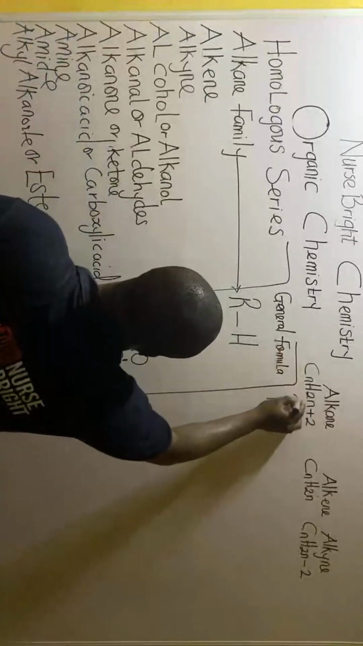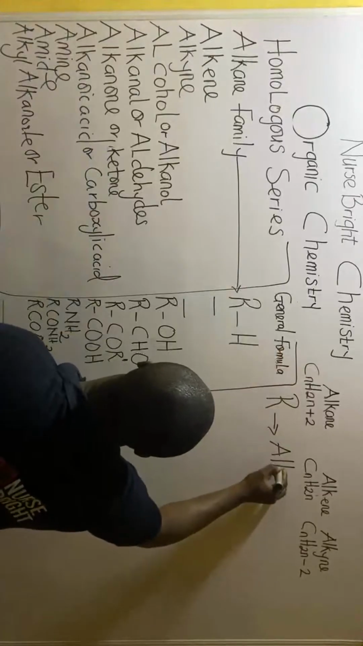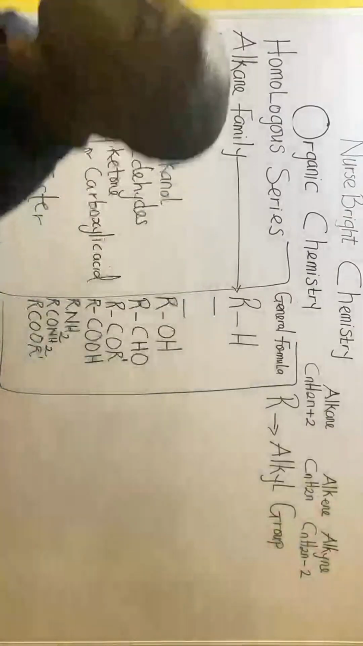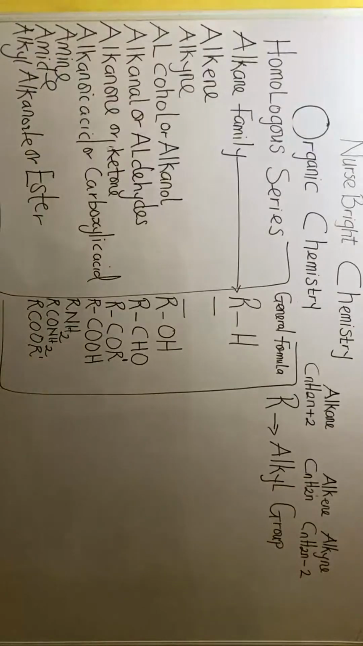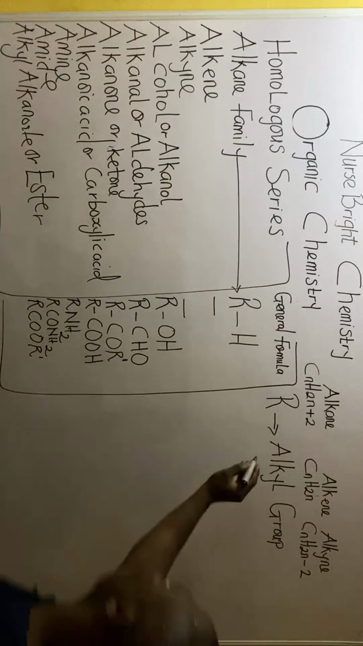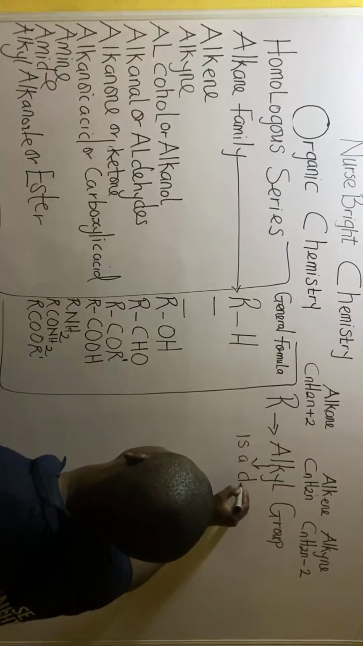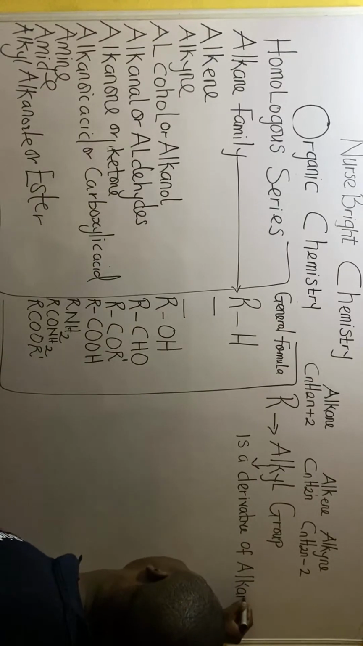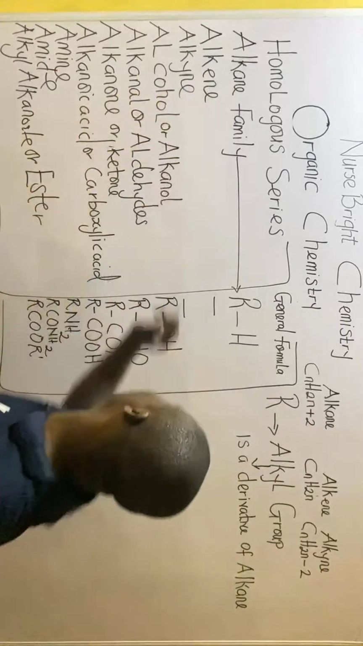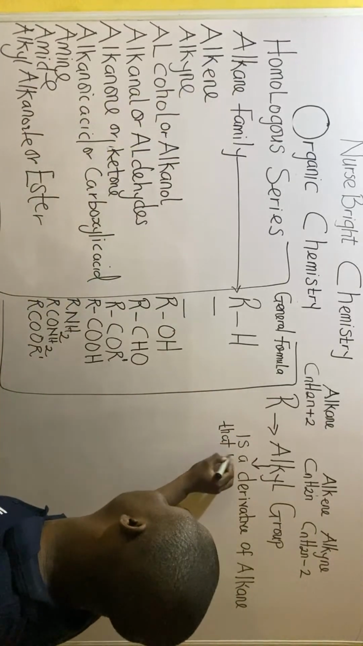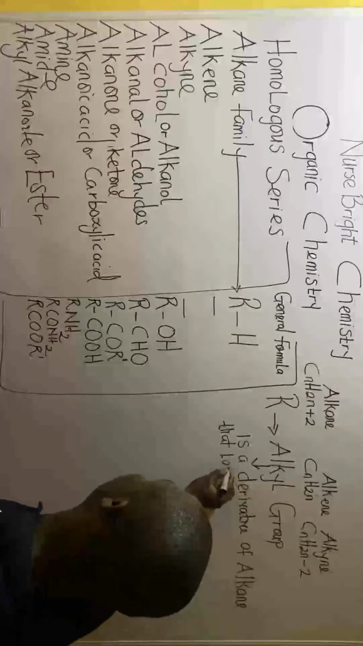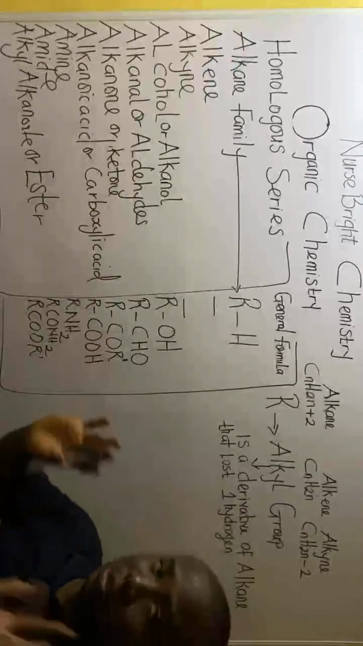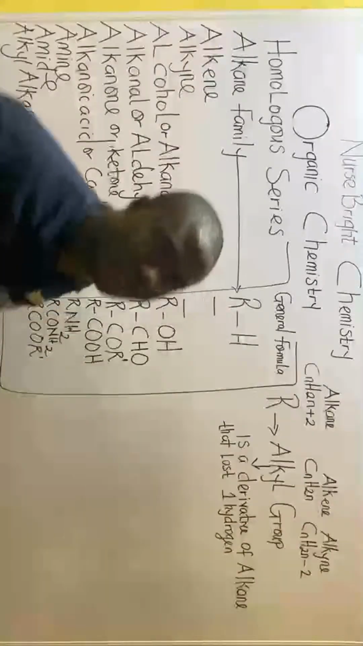Now, what does this R mean? I've been saying R, and R has a name. R is called the alkyl group. What is an alkyl group? Very easy. An alkyl group is a derivative of alkane. So alkyl is a brother of alkane that lost one hydrogen. Let me not use atom and confuse someone. So, lost one hydrogen. Now this is what I mean.